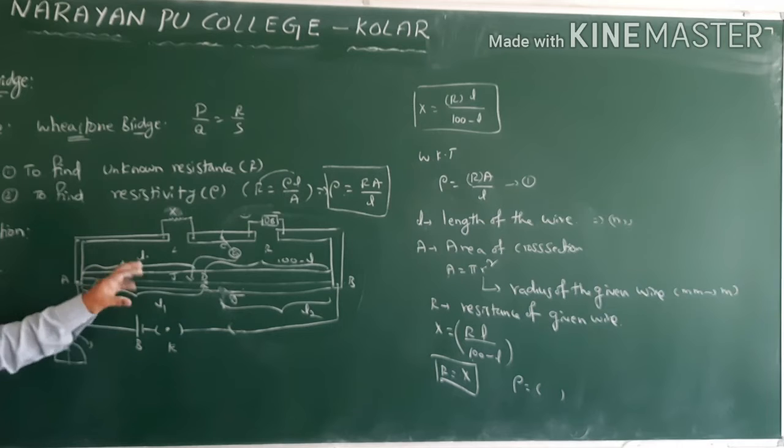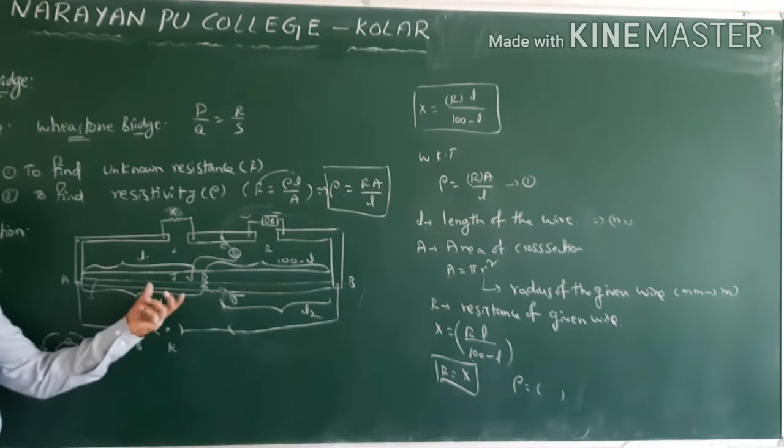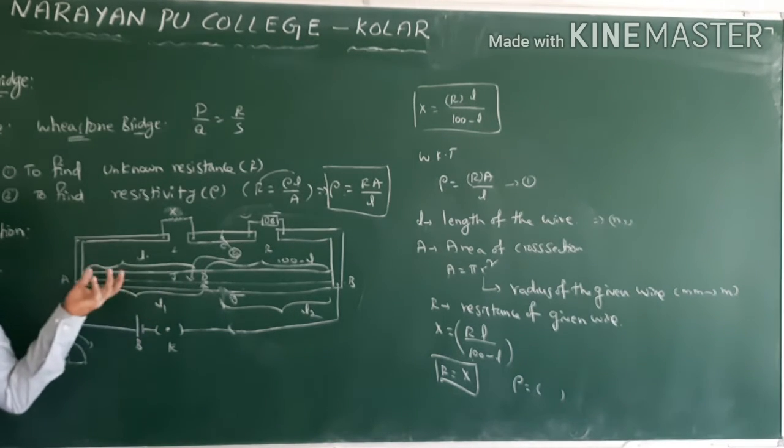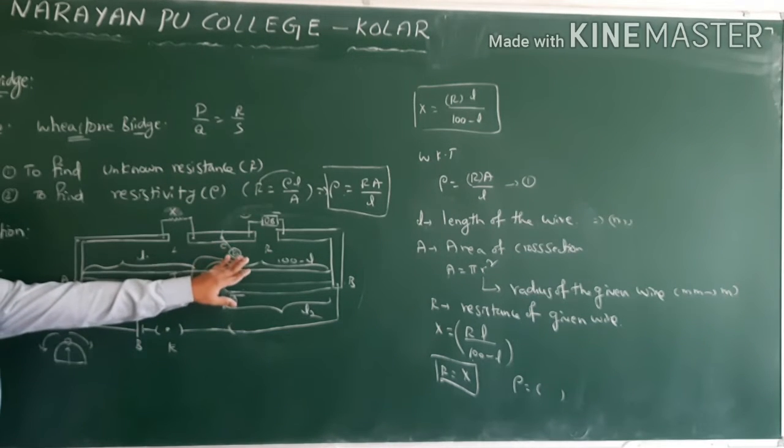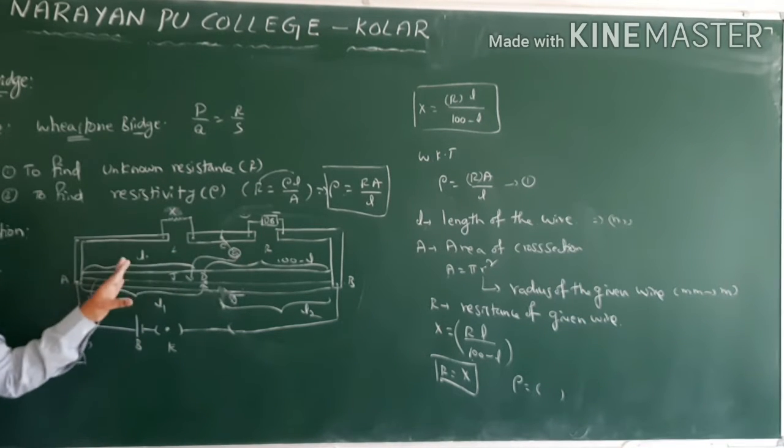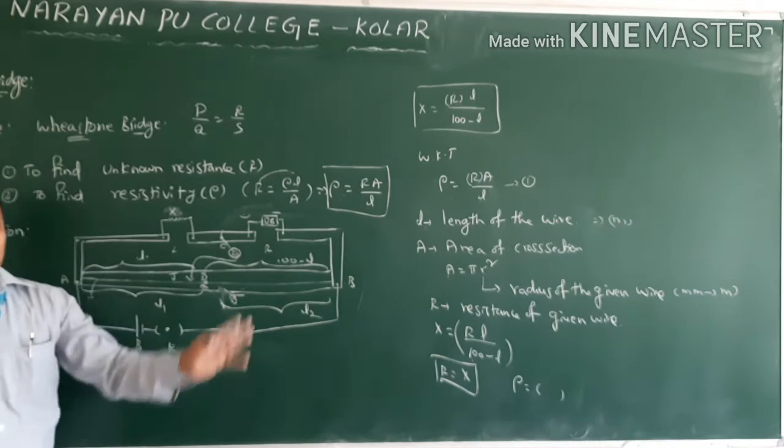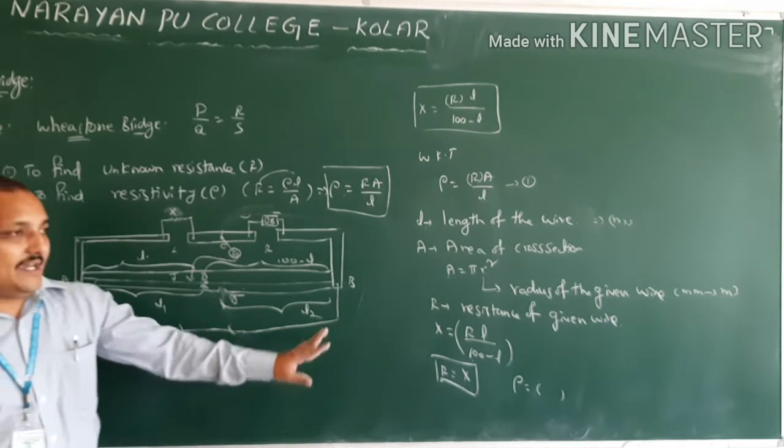But how to frame the sentences, you have to see. In this, one key line: move the jockey on the wire till you get the null deflection in the galvanometer. If you remember that, you can frame the sentences according to your own wish. Okay.